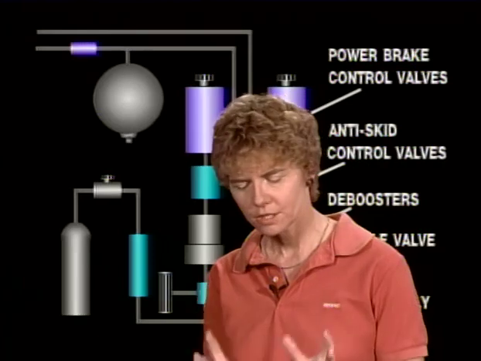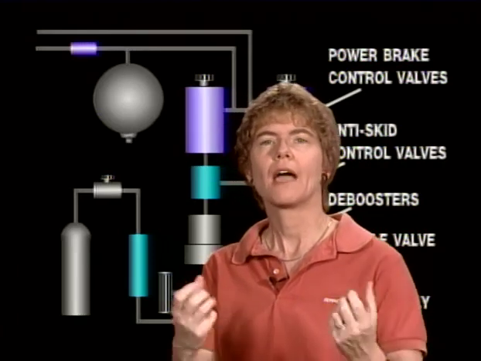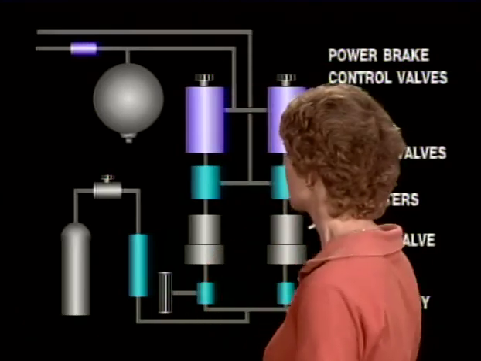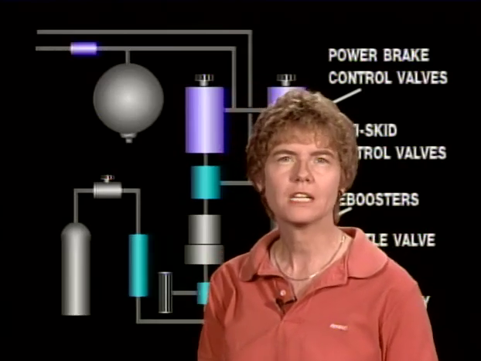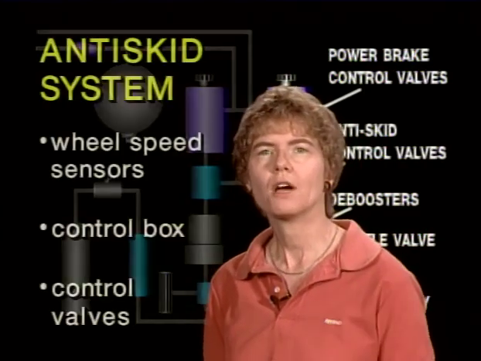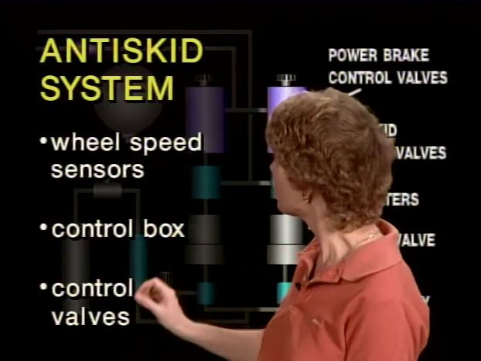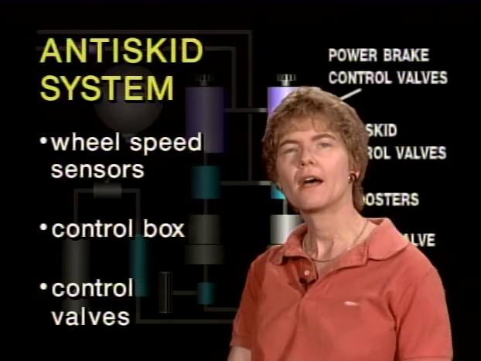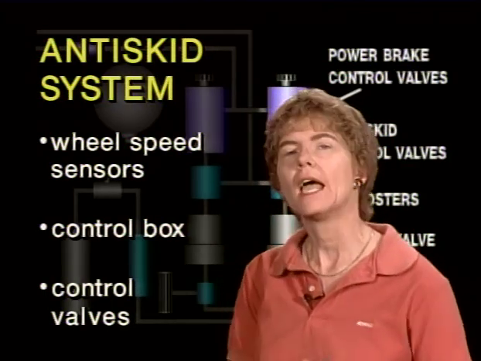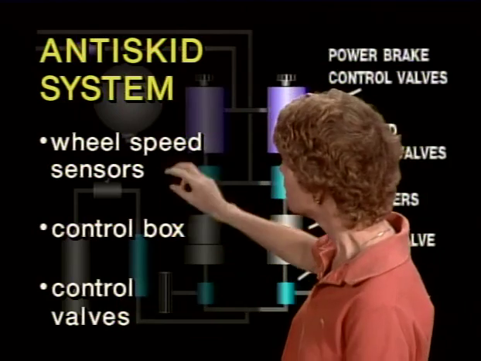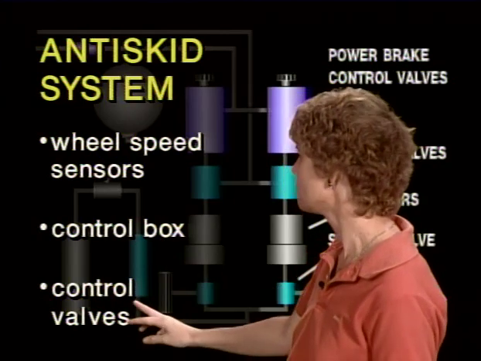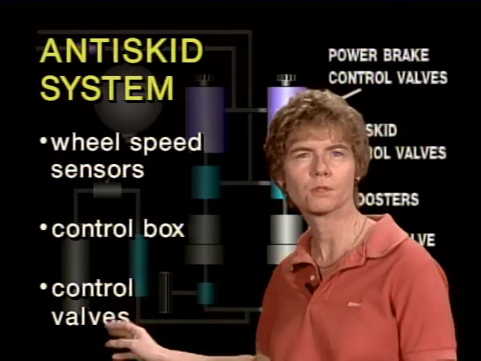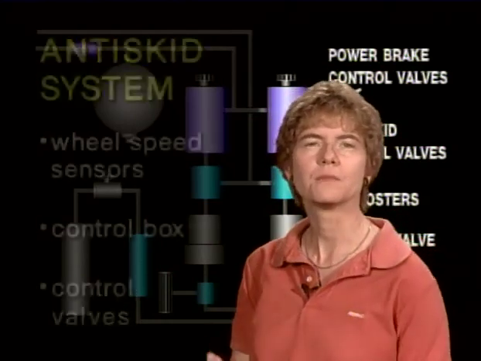Now, the anti-skid system is an electro-hydraulic system. There are electric sensors, and there are also hydraulic components to it. The anti-skid system has basically three components. What you have is wheel speed sensors, which are on the wheels themselves. You have a control box, basically a brain, and you also have control valves. Wheel speed sensors, a control box, which is the brain of it, and control valves, which actually pump the fluid through.